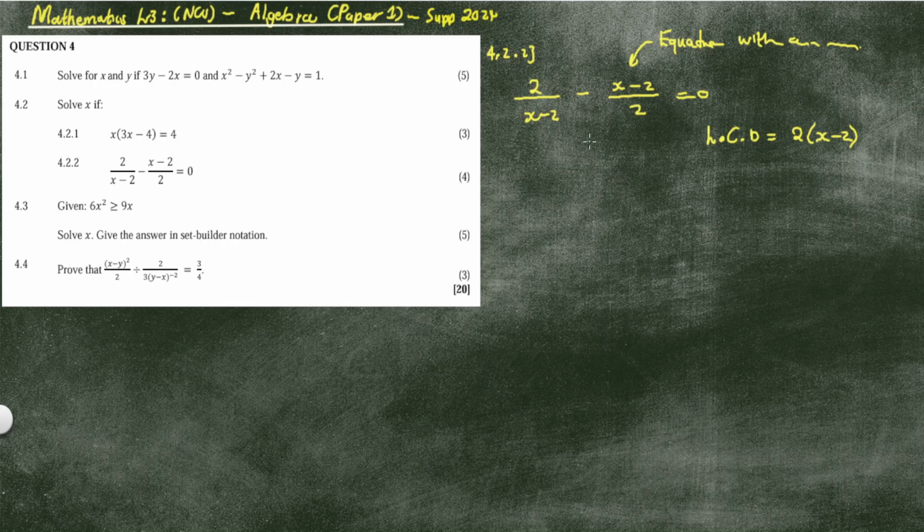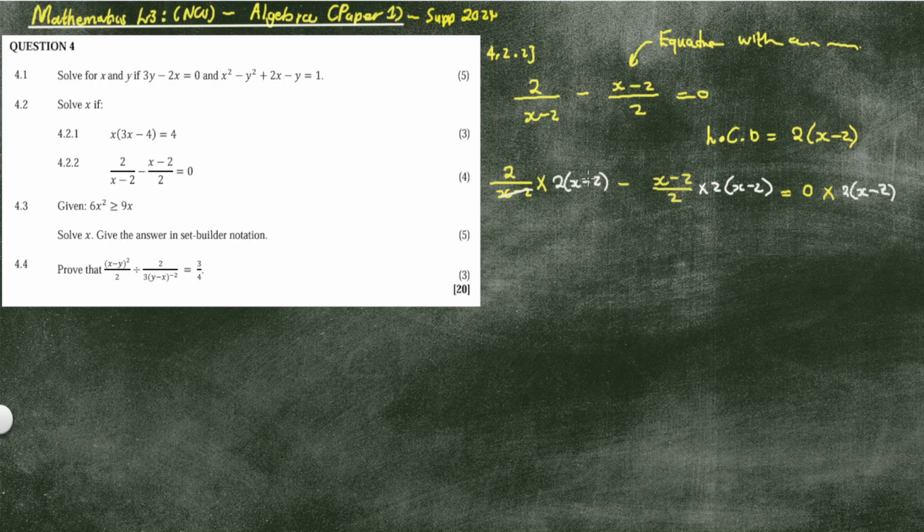Then we take the LCD and multiply each and every term on that equation. So we have 2/(x − 2), and we multiply that by 2(x − 2), minus (x − 2)/2, and then we multiply this by 2(x − 2), equate this to 0, and multiply by the LCD as well, 2(x − 2).